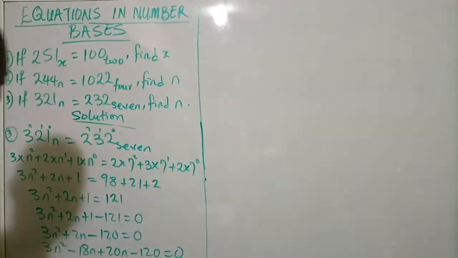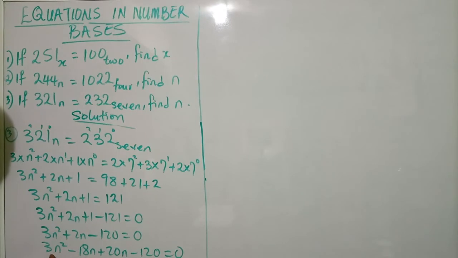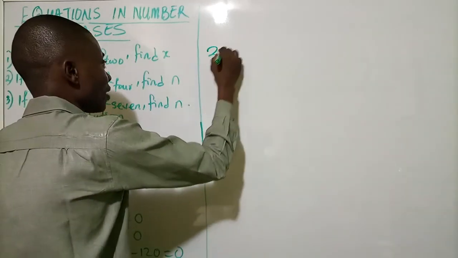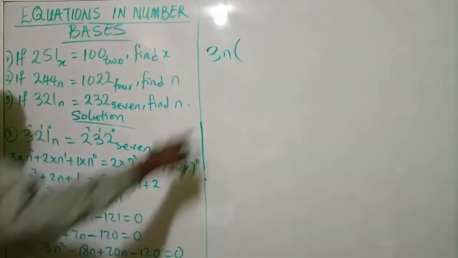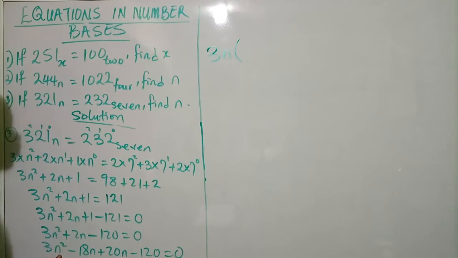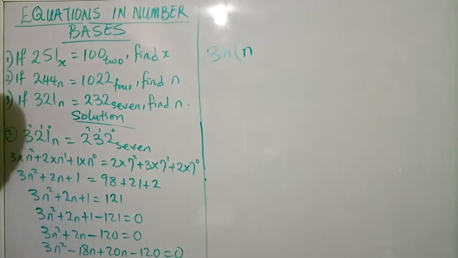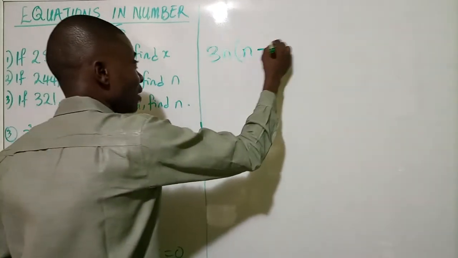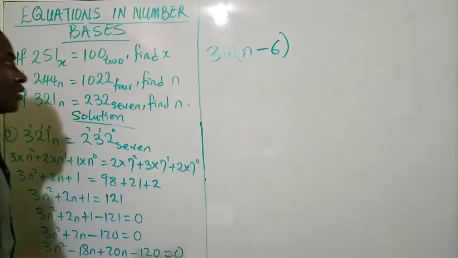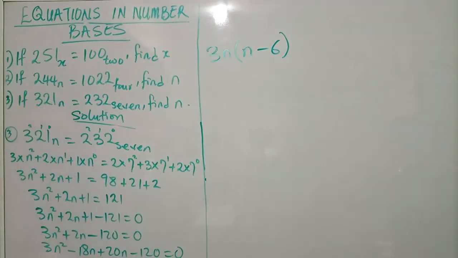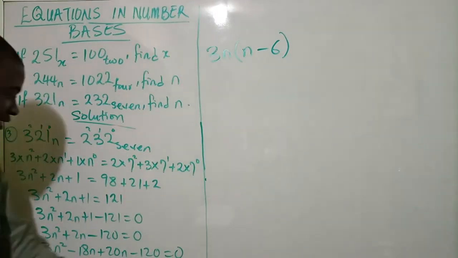So what do you do now? Look at this. We're going to handle them together. Looking at 3n squared and minus 18n, I have 3 here, 3 here, n here, n here. So I'm going to bring out 3n. What will I multiply by 3n so that my answer will be 3n squared? That is n. What will I multiply by 3n so that my answer will be minus 18n? That should be minus 6. 3n times minus 6 will give me minus 18n.